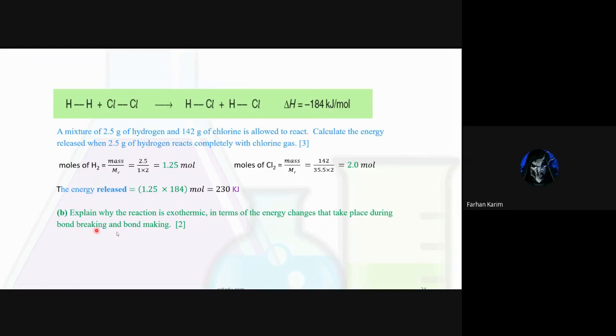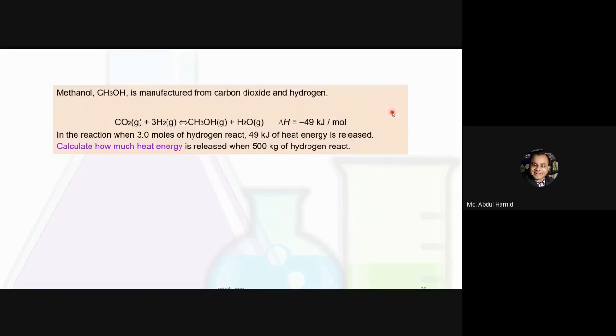Understand? The second question, can you predict what the answer will be? Explain why the reaction is exothermic, in terms of bond breaking and making. The answer will be that bond making is greater than bond breaking, since it is an exothermic reaction.